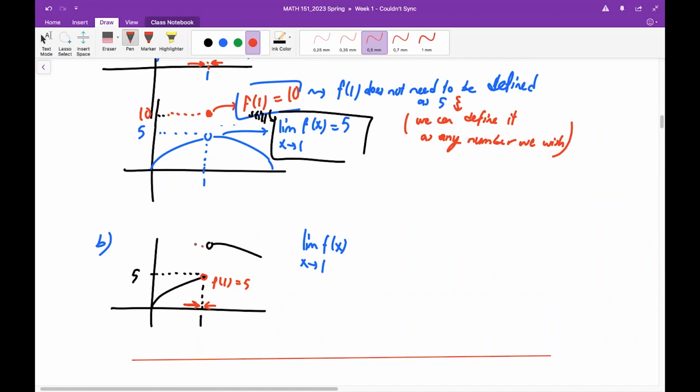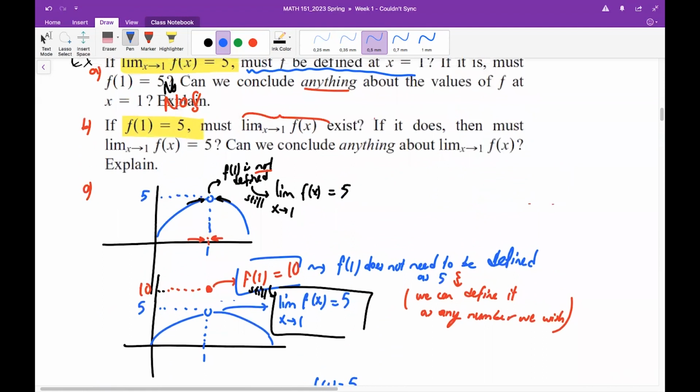Thank you for the reply, because let's say this is 8, for example. If you follow the graph from the left and right side, you see that the images are approaching different values, 5 and 8, because there is a jump here. Because I put this jump here, there is no unique number towards which your values are approaching as x approaches 1 from both directions. So this limit does not exist. f(1) is 5, but the limit does not exist. That's why I need to say no to this question.